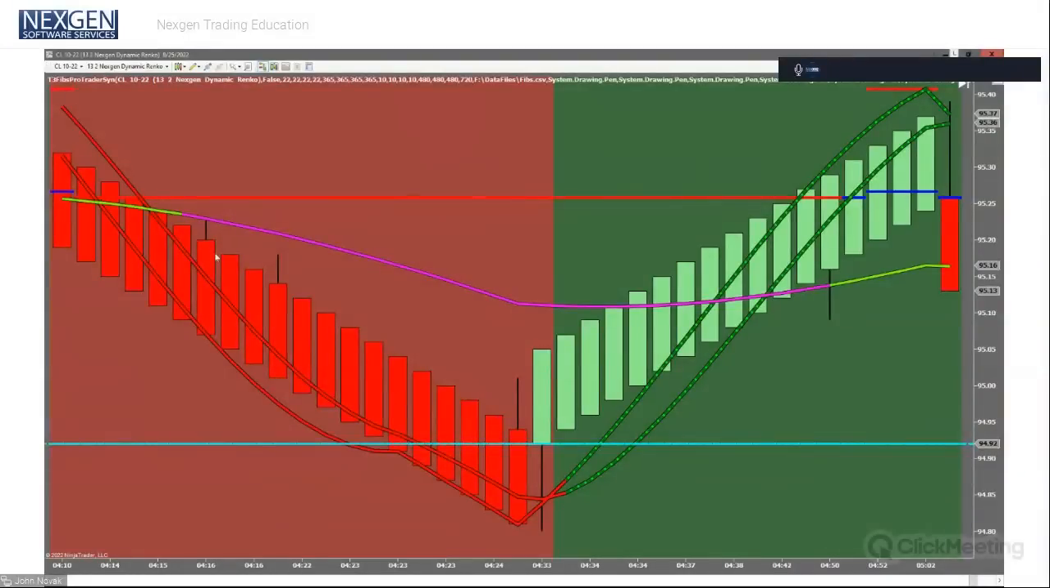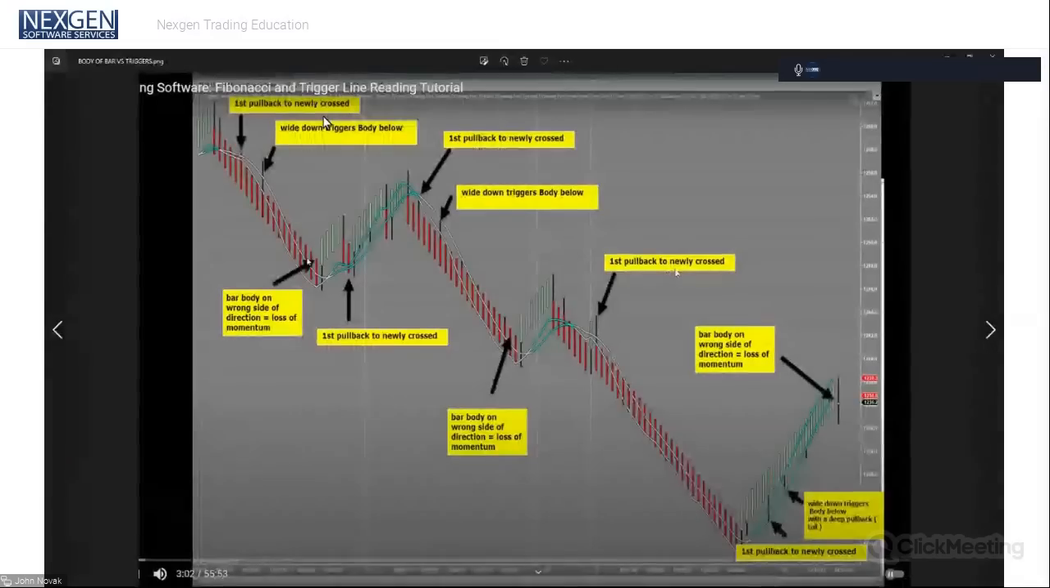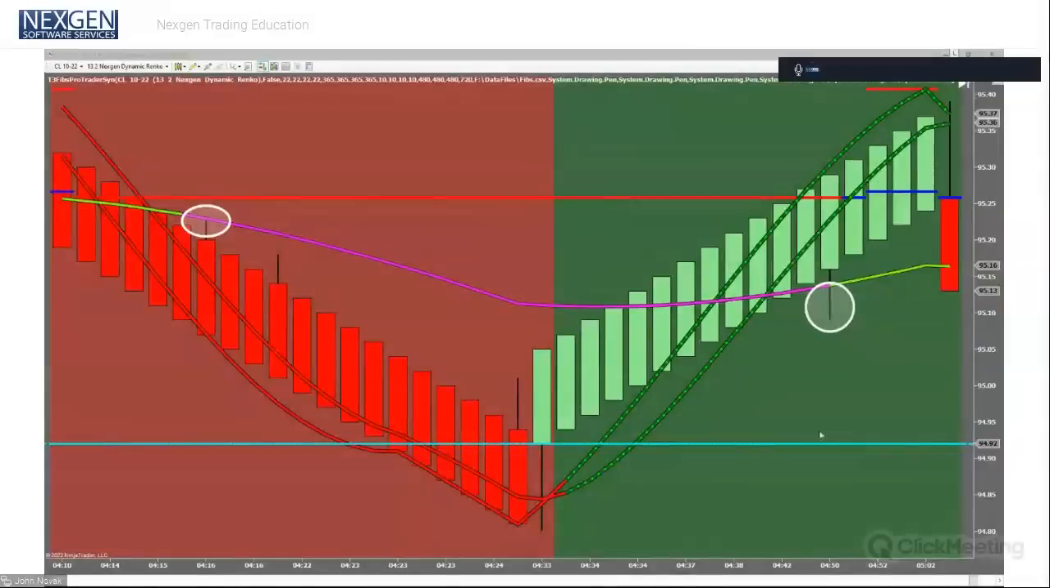If the small triggers are crossed down, you can take shorts. If the small triggers are crossed up, you can take longs. I'm not suggesting you change your charts, but I'm going back to a lesson that I did in 2015 where simplicity wins out most of the time.